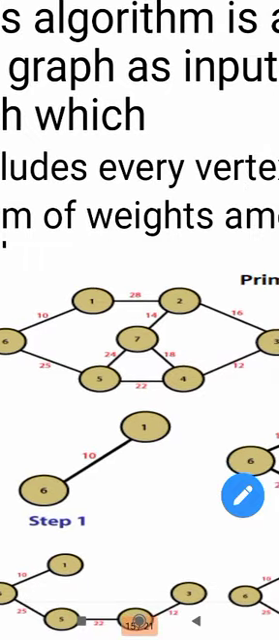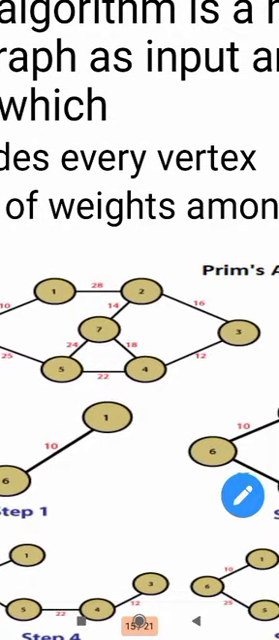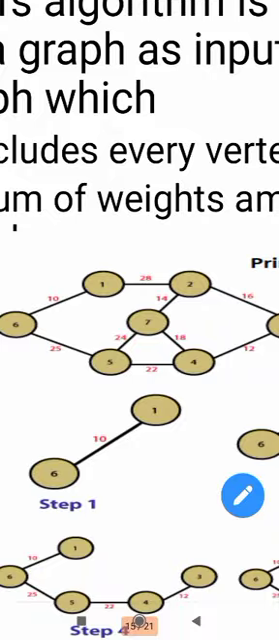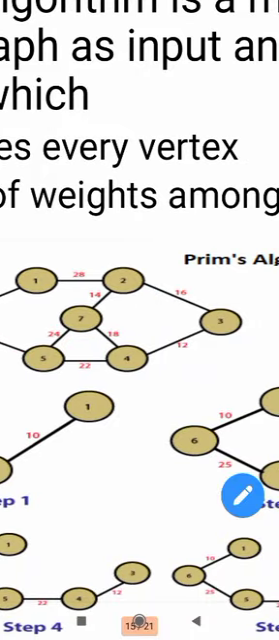First consider the same here, 1 2 6 10. Next, what is the minimum weight? 4 2 3, consider it. Then what is the minimum weight? 7 2 2. Here consider all the minimum weight edges which do not form a loop, that's all. First one 1 2 6 10, and draw. Second step, draw 4 2 3 12. In the third step, 7 2 2 14.